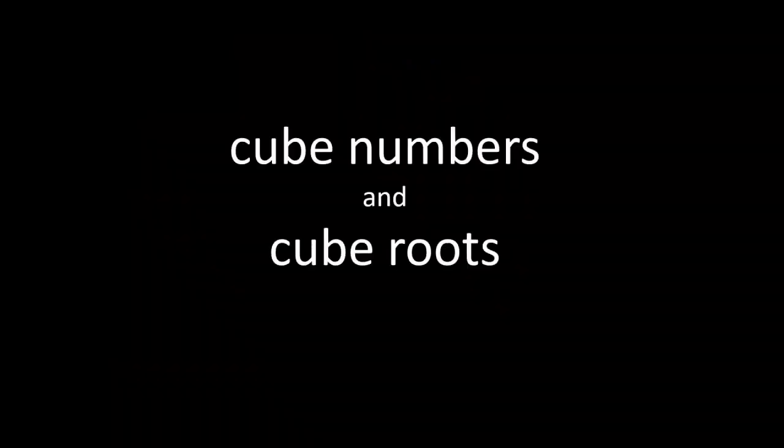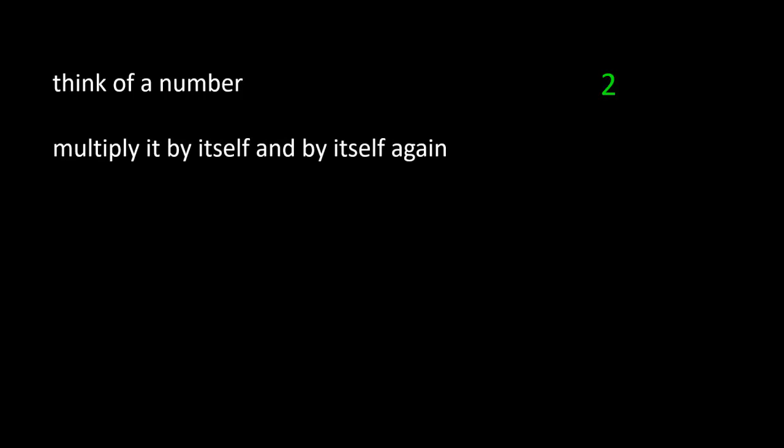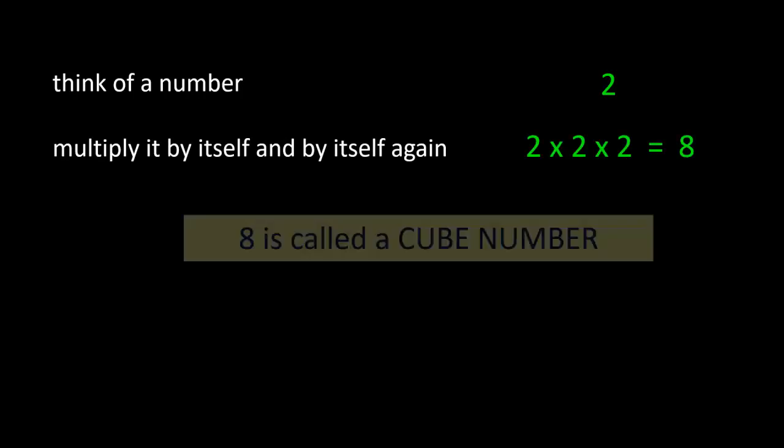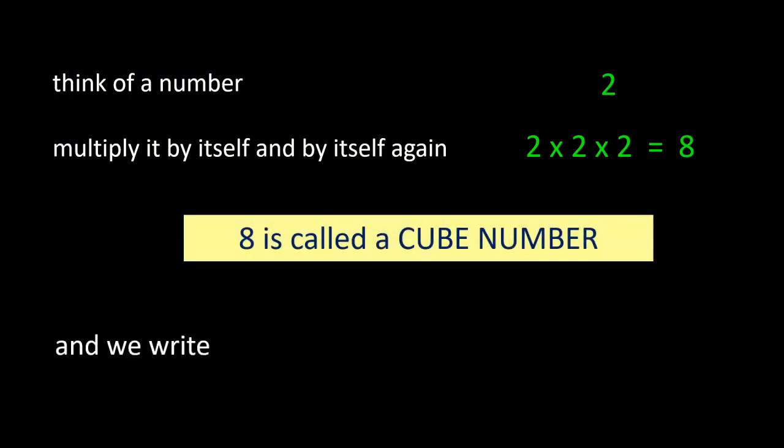Okay, last bit of this video, we're going to look at cube numbers and cube roots. So think of a number, 2, multiplied by itself and by itself again. 2 times 2 times 2 is 8. Now 8 is a cube number, and we write 2 cubed, or 2 to the power 3, equals 8.